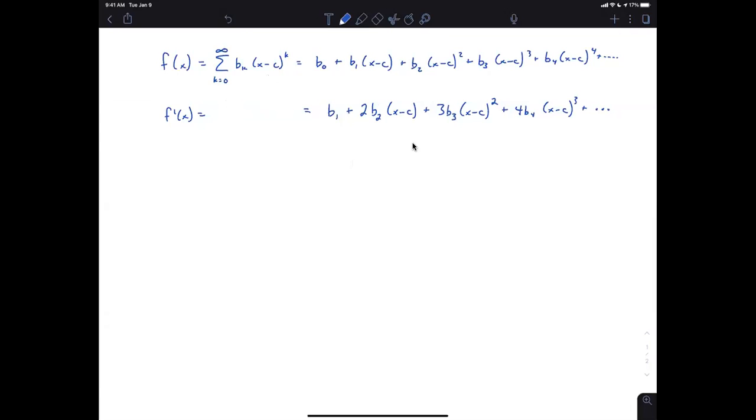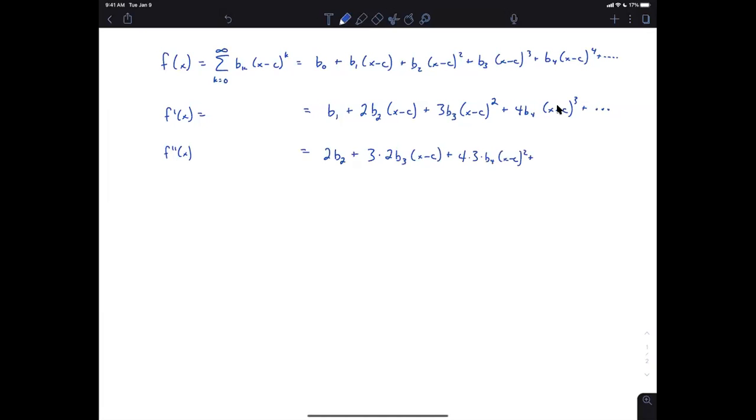And so then I'm going to look at the second derivative. The second derivative is 0 for b1. For the next one, the derivative of that is 2b2. The derivative of the next one, I'm going to write it as 3 times 2, b3, x minus c to the first, although obviously that's 6. And then the next one is 4 times 3, obviously 12, but we're going to write it as 4 times 3 times b4 times x minus c squared.